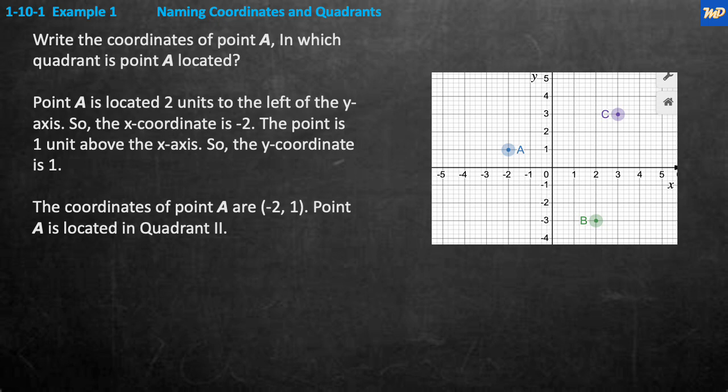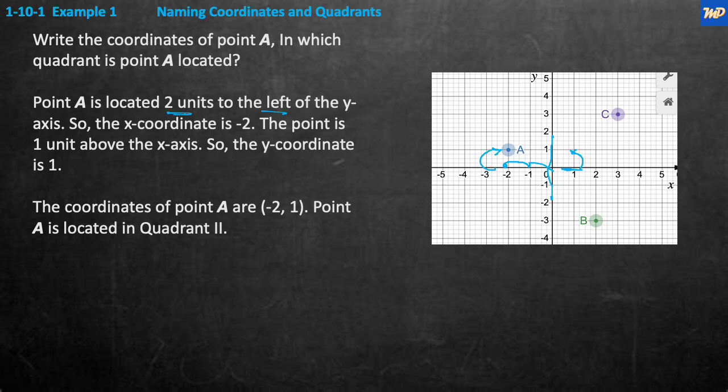Point A is located 2 units to the left of the y-axis. Well, here's the y-axis, right here, and 2 units to the left would be 1, 2, which is to the left. And that would make that a -2, okay? So the x-coordinate is -2. The point is 1 unit above the x-axis. So here's the x-axis, and it's one point up. Here it is, 1 up from 0. 0 is the line, and it's 1 unit up.